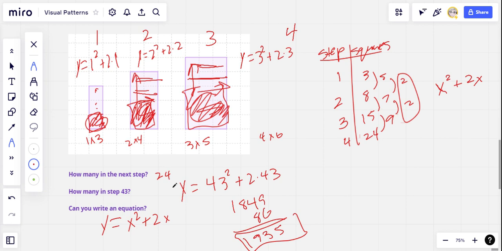So how did that go for you? Did you get 24 in step 4? Did you get 1,935 in step 43? Let me know.